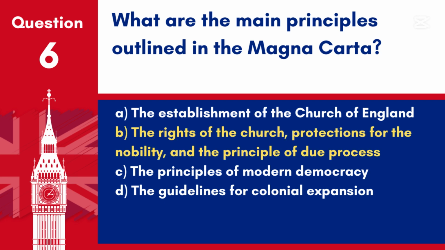Answer. B. The rights of the Church, protections for the nobility, and the principle of due process. The Magna Carta, signed in 1215, primarily established the rights of the Church, protections for the nobility from illegal imprisonment, and upheld the principle of due process.